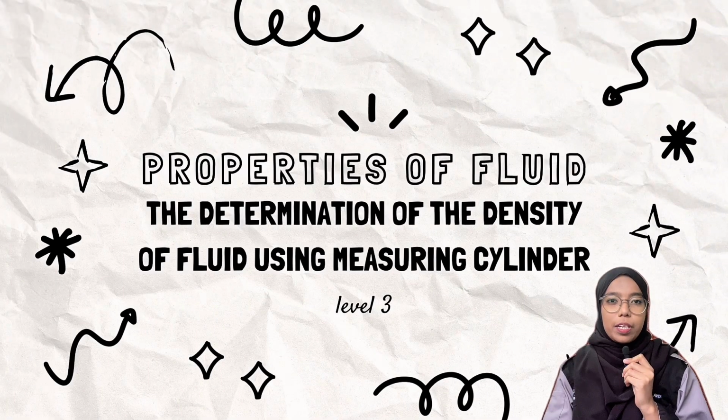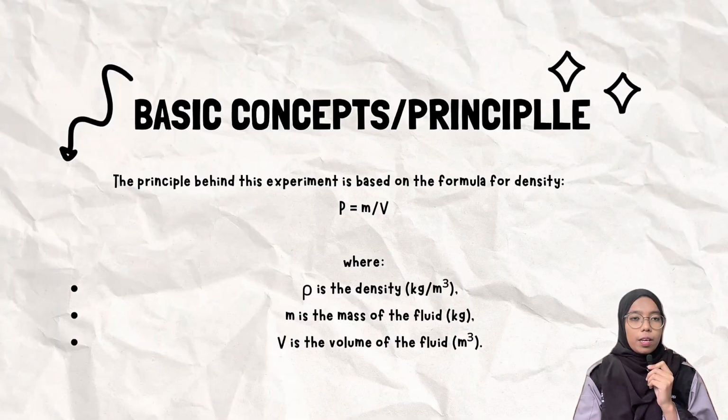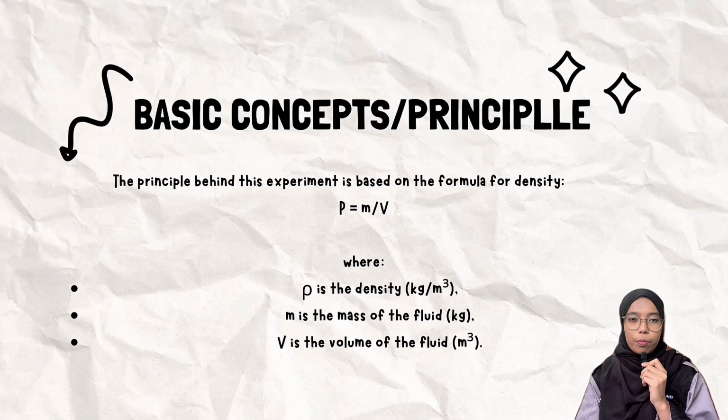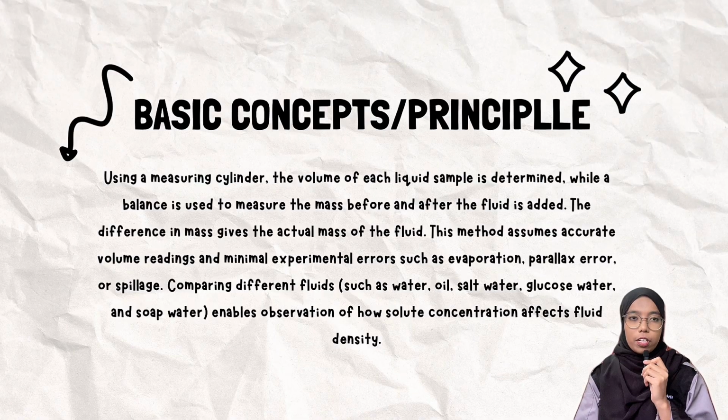Our first experiment is the determination of fluid density using the measuring cylinder method. This experiment applies the basic formula for density: density equals mass divided by volume. By weighing a measuring cylinder before and after adding fluid, we obtain the fluid mass. The volume was measured using the scale on the cylinder. With both values, we calculated density for each fluid.